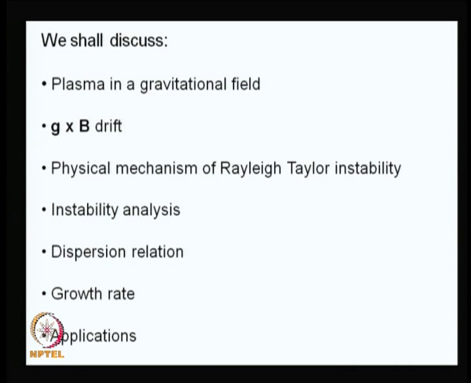The plasma electrons and ions will experience a drift called G cross B drift. Then we will discuss the physical mechanism of Rayleigh-Taylor instability. We will carry out an instability analysis using fluid theory, obtain a dispersion relation and the growth rate. Then we will discuss some applications.